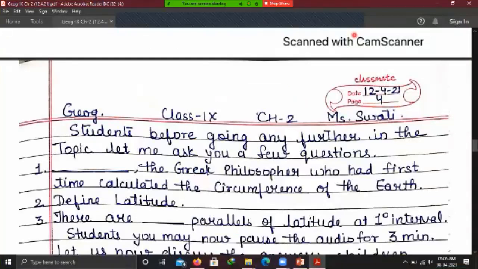Now students, before going any further in the topic, let me ask you a few questions, after which you may pause the lesson for 3 minutes. So your questions are: number 1, dash, the Greek philosopher who had first time calculated the circumference of the earth. Number 2, define latitude. And number 3, there are dash number of parallels of latitude at 1 degree interval. So you may now pause the lesson for 3 minutes.